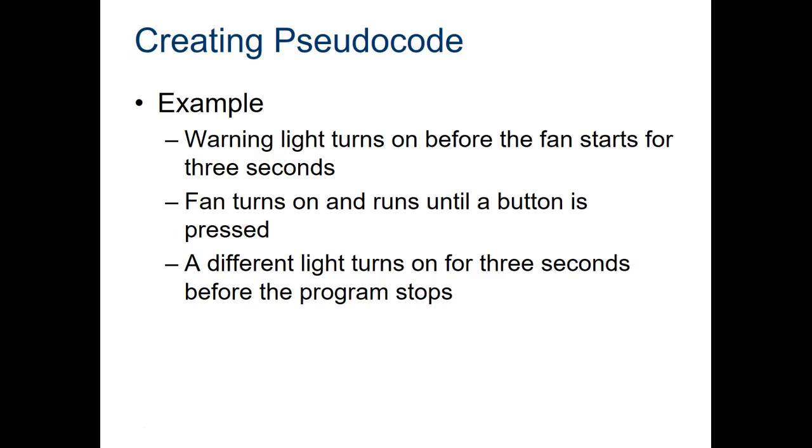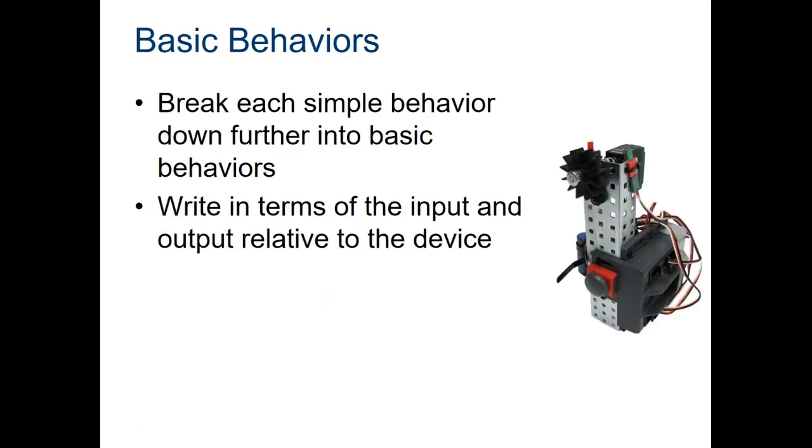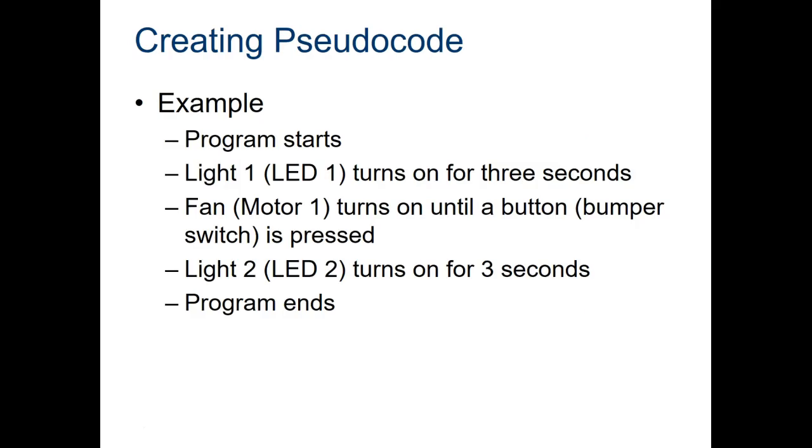So these are other examples of pseudocode here. That's interesting. Moving on. And then for basic behaviors, once you get your simple behavior down, then you're breaking it down into individual steps about making that happen. So write in terms of the input and output relative to each device, line by line, is what you're doing. So that's kind of how it goes. We're going to look at an example here in just a moment.